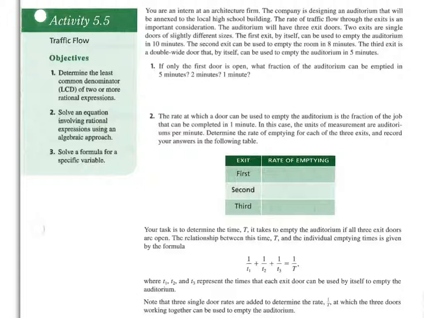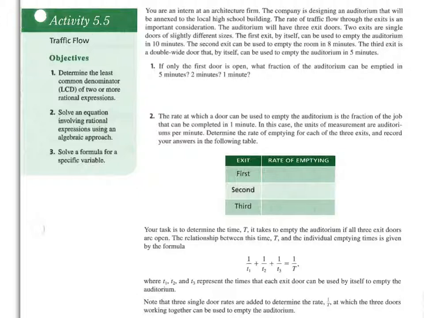It has 3 different exits. Each one can empty the auditorium on its own at a different rate. So the first exit can do it on its own in 10 minutes. The second exit used by itself would take 8 minutes to clear the room, and the third exit can do it by itself in 5 minutes. So our main goal here is really to figure out how long will it take if all 3 exits are used.